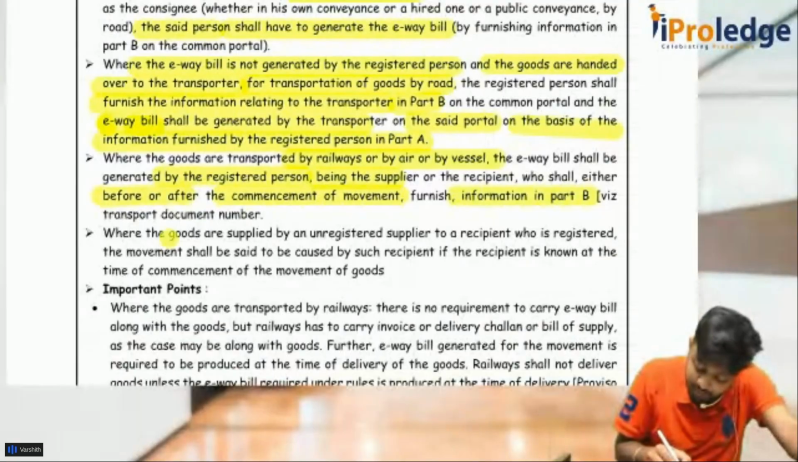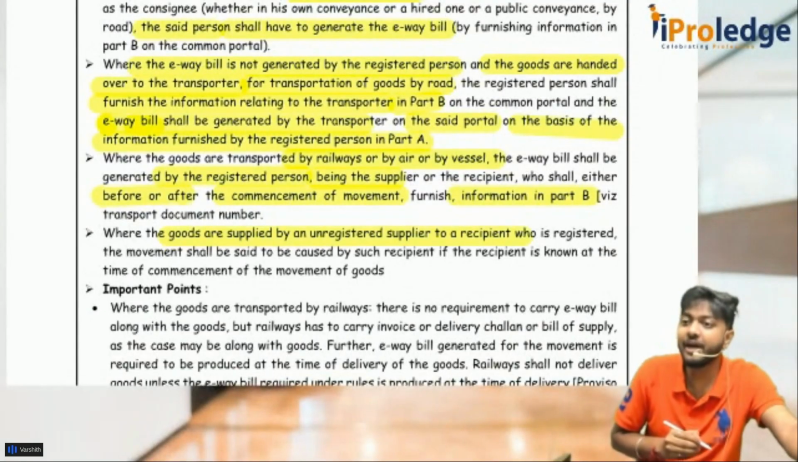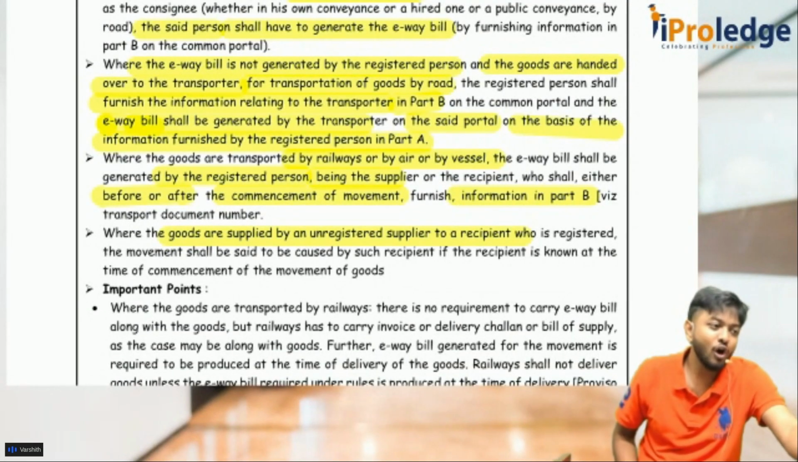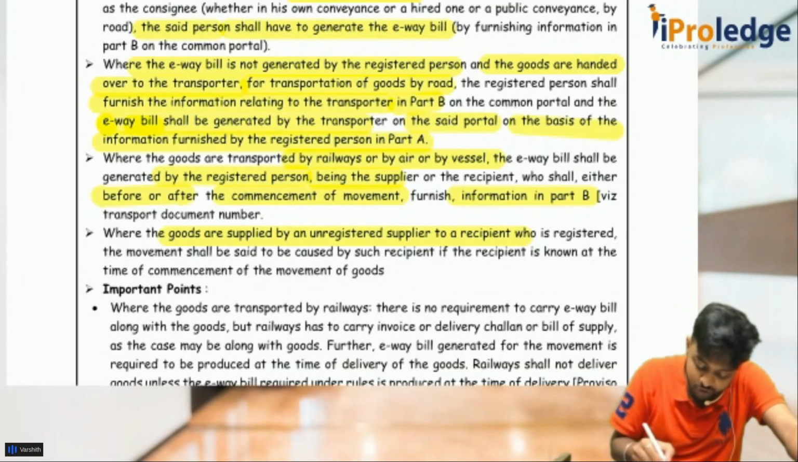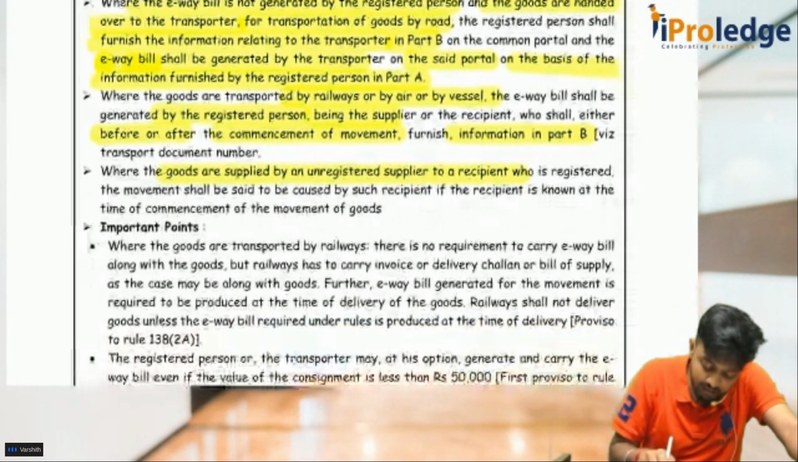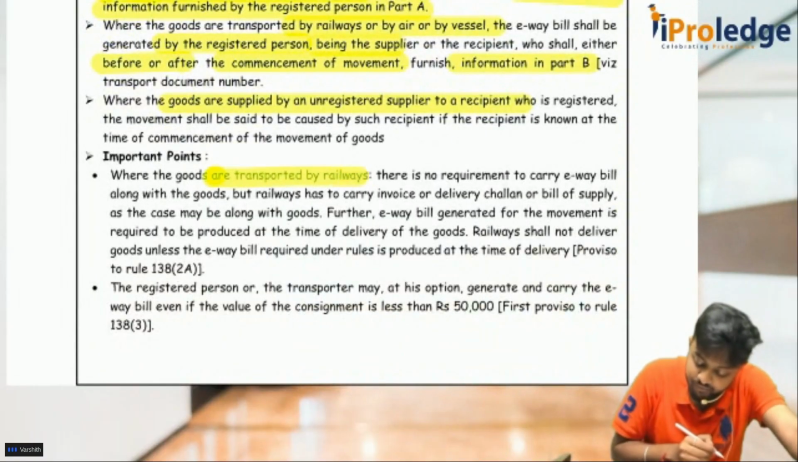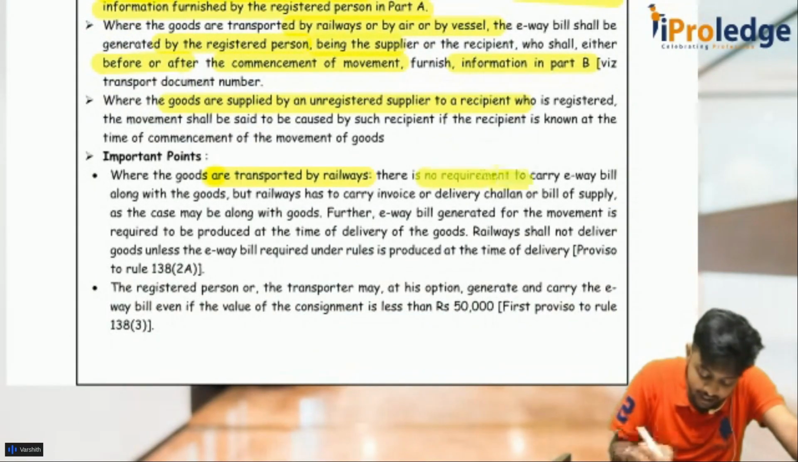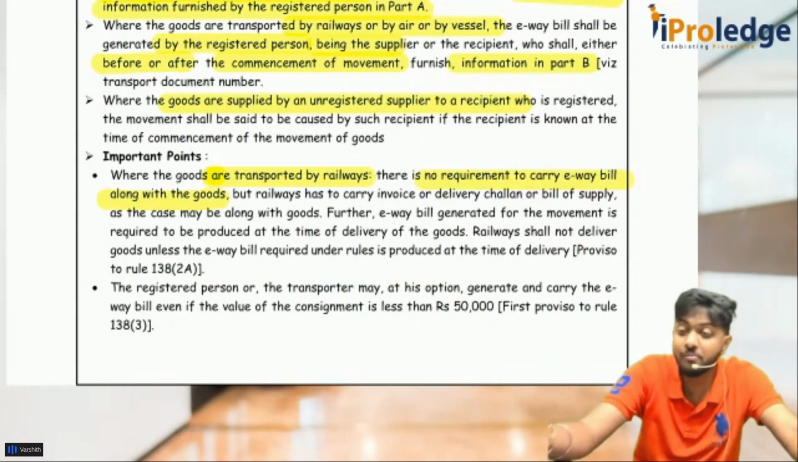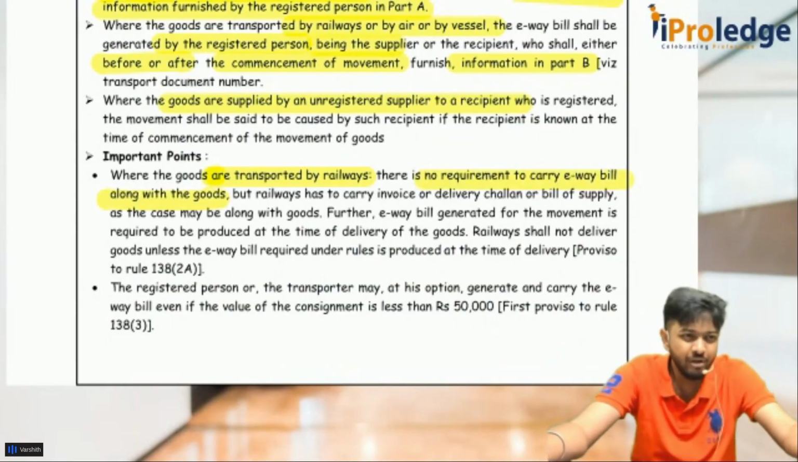Where the goods are supplied by an unregistered supplier to a recipient, then who is supposed to generate? You already know, the recipient who is registered is supposed to generate the e-way bill. Important point: where the goods are transported by railways, there is no requirement to carry the e-way bill along with the goods. One more important point.